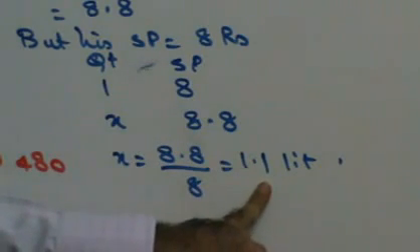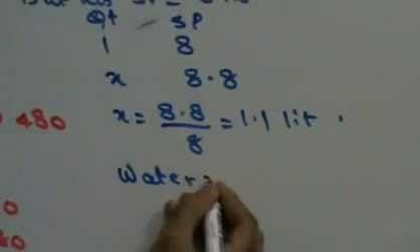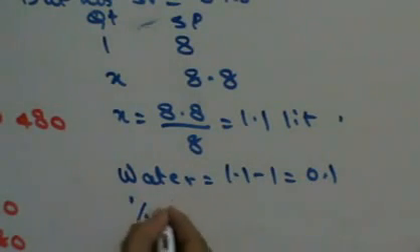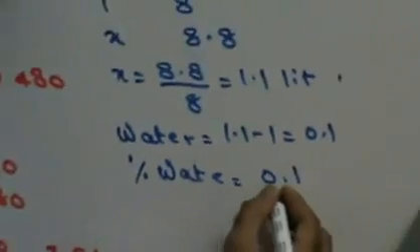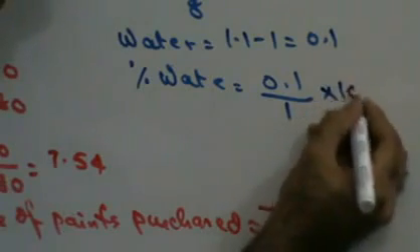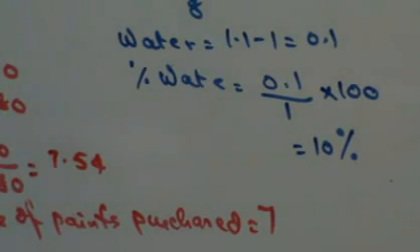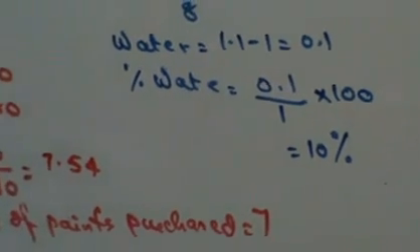That means how much water has been added to the mixture? In every 1 litre, he is adding 0.1 litre of water. That means water is going to be 1.1 minus 1, 0.1 litres. Percentage of water is going to be nothing but 0.1 divided by 1 into 100, so 10%. 10% water is added to the mixture. Fine. Next, take on next one please.